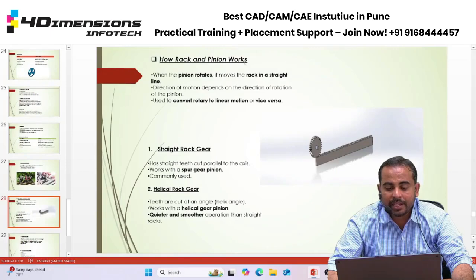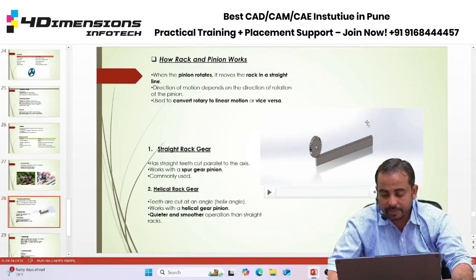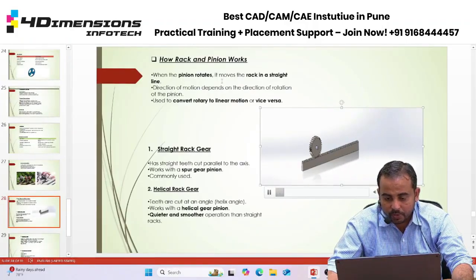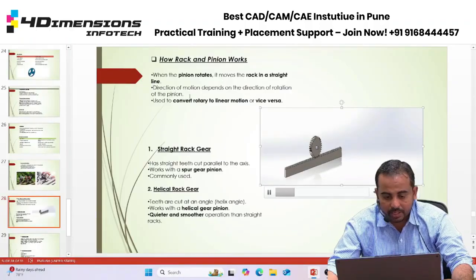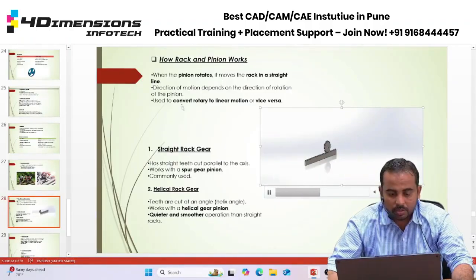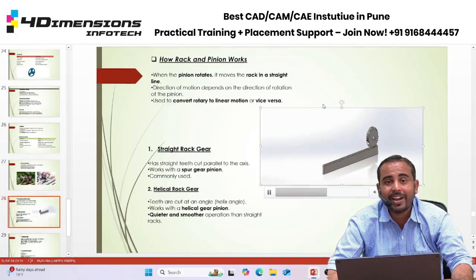Now how the rack and pinion works, a small animation is shown here, which was made in SolidWorks. So we can play this animation. Now we can see here, when the pinion rotates, it moves the rack in a straight line. Direction of motion depends on the direction of rotation of the pinion. So overall we can say they are usually used for converting rotary to linear motion or vice versa.